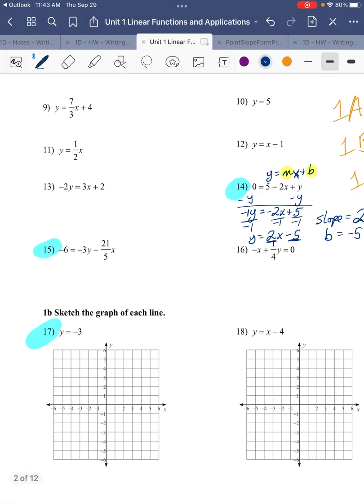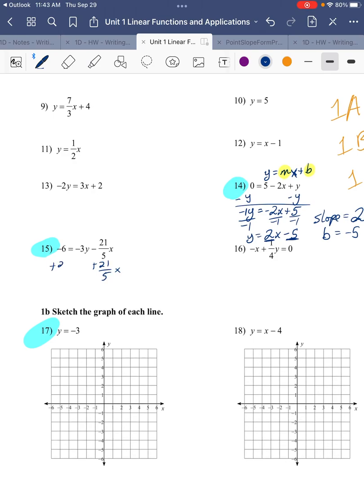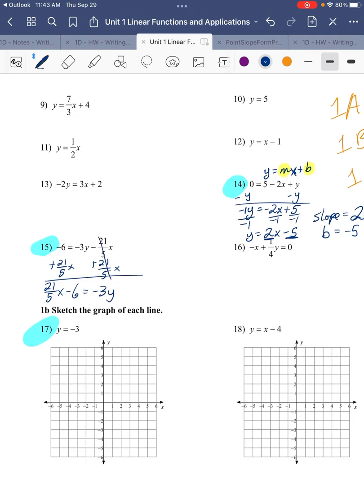Number 15, we're working that problem out. Got to get the y by itself. In this case, I'm going to add 21/5 x to the left side. Again, there are many ways you can do these problems. This is not the only way you can do them. You divide by -3 each term. So then 21/5 divided by -3, that is kind of strange looking.